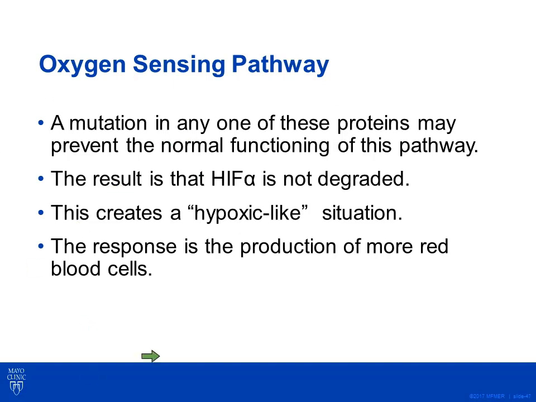We can summarize these mutations in a sense by saying that a mutation in any one of these proteins may prevent the normal functioning of this pathway, with the end result of all being that the HIF alpha subunit is not degraded. What this does then is create a hypoxia-like situation, with the end result being that we have production of more red blood cells.